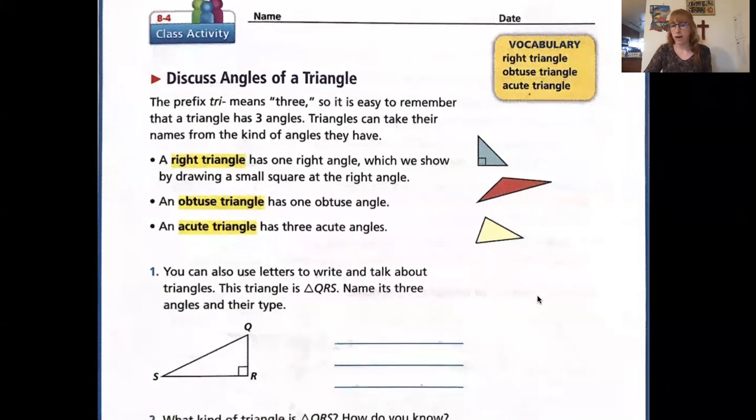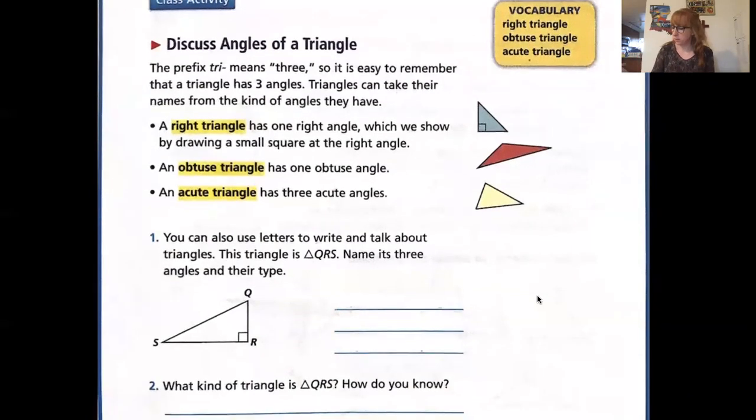So first, triangles we know have three angles. Tri means three. So we can remember that a triangle always has three angles, three sides. So when we look at different types of triangles, we have a right triangle, which means that one of the angles is a right angle. And we can only have one angle in a triangle be a right angle.